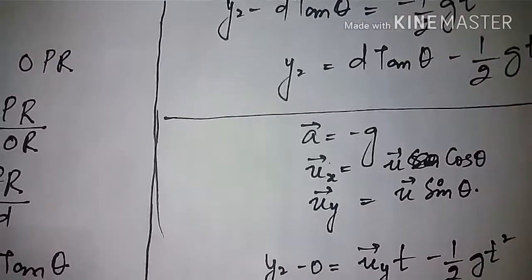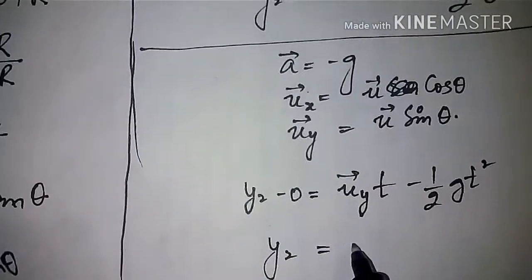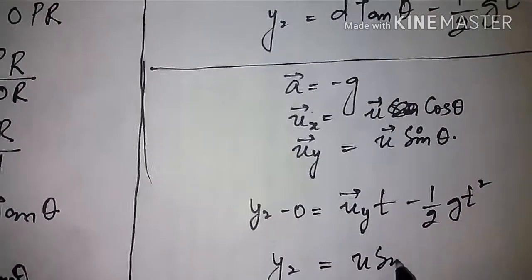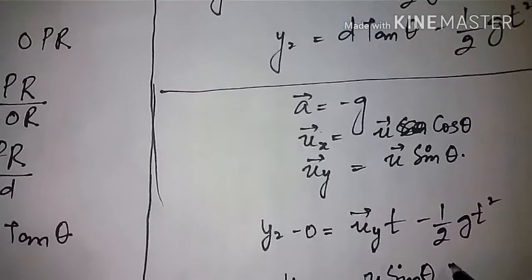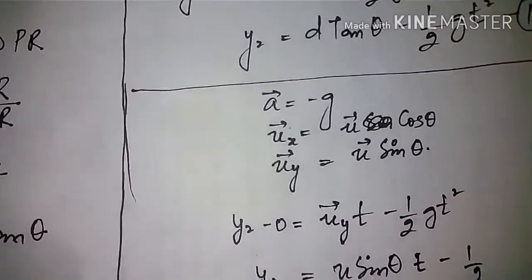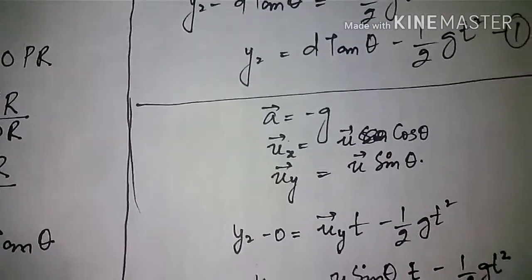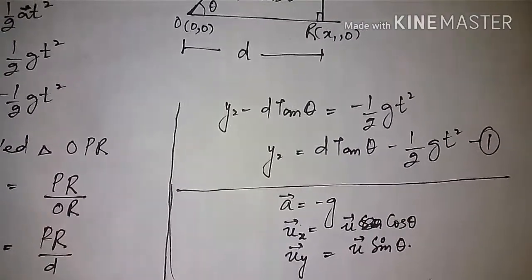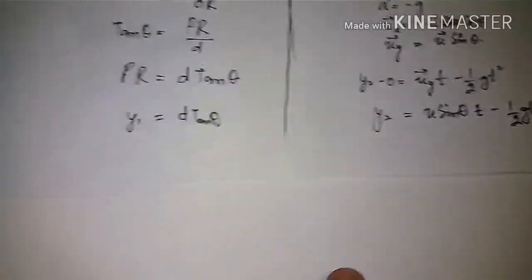Here y2 will give us u_y, I'm going to write it like this, u sine theta t, oh this page is slipping, minus half of g t squared. All right, let me get another paper. Sorry for the paper break.